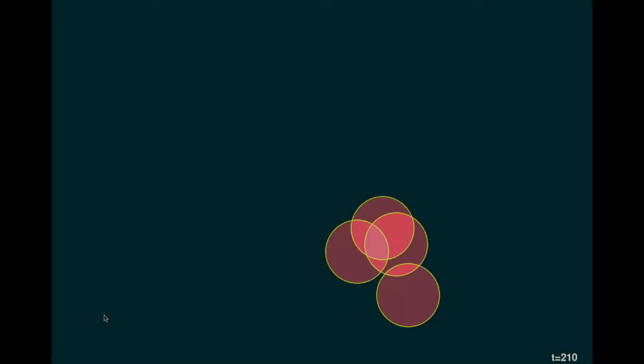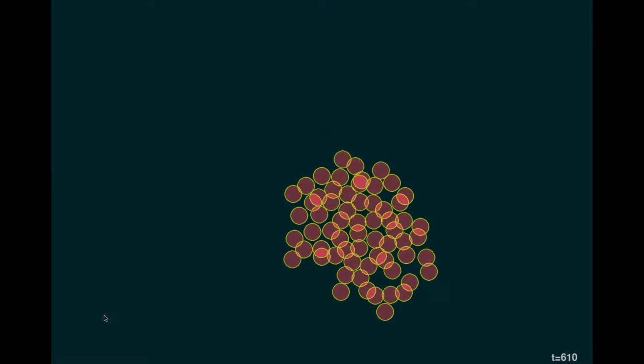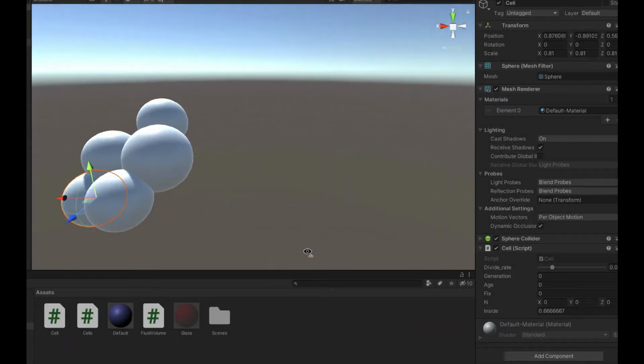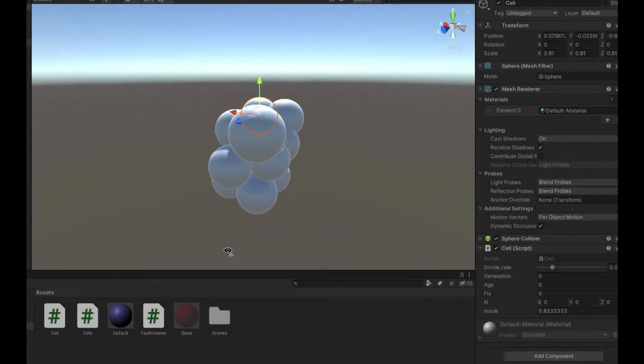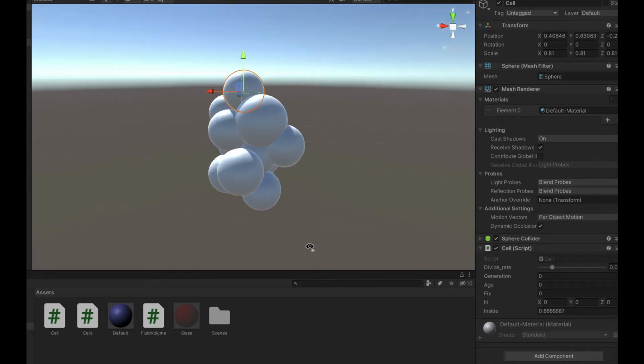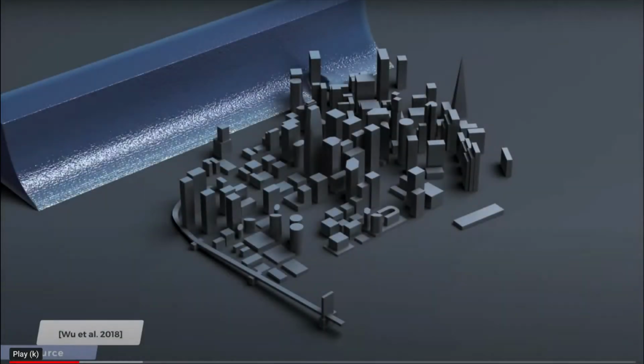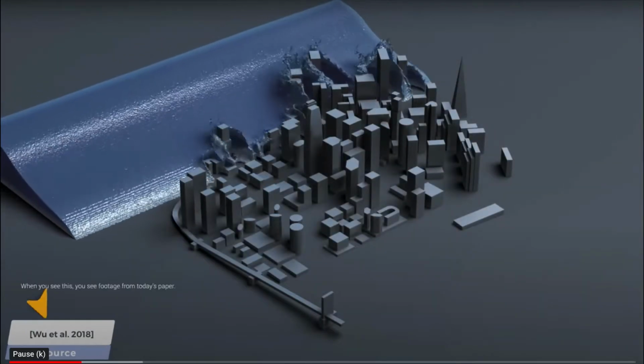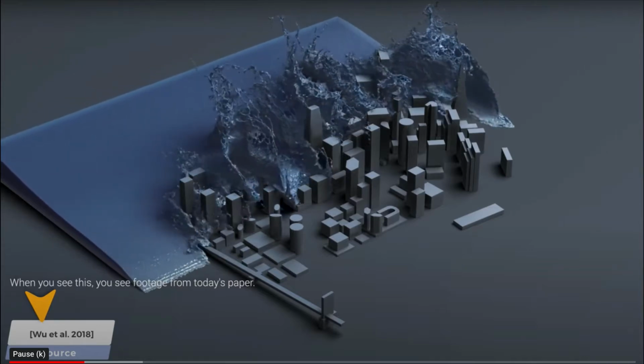Hi, I want to share with you some stuff I've been playing around with to simulate cells. But it didn't start off like this. I started off wanting to do a fluid simulation using the GPU. I've seen lots of great 3D animations of this.